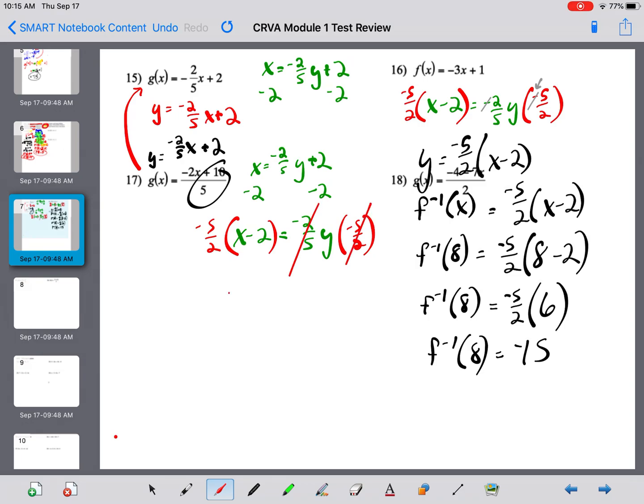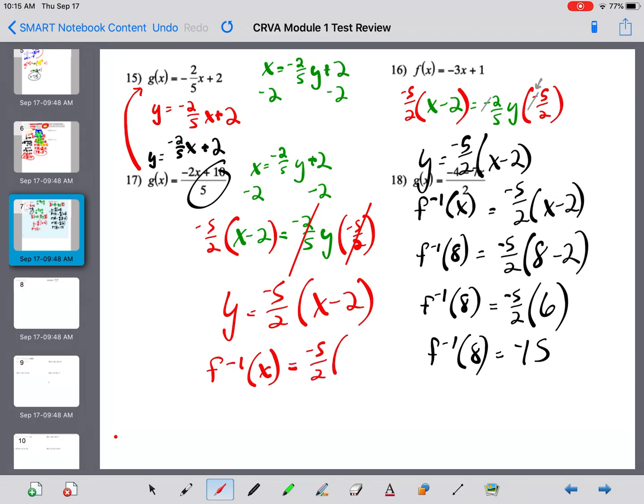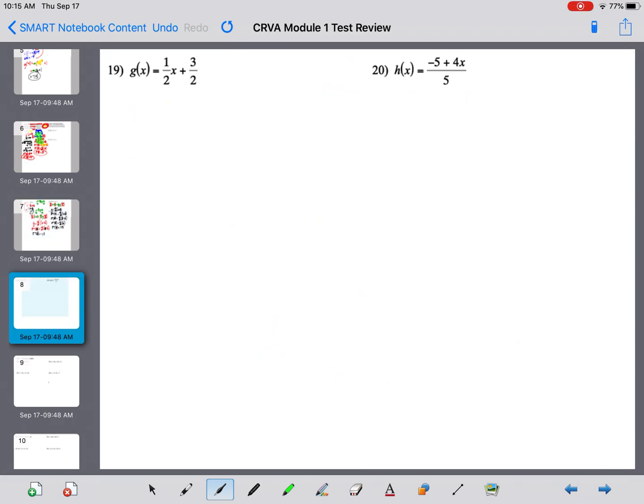It's good practice, right? And then rewrite it in function notation. And let's change the input to 8. And you'd get the same value as before, the negative 15. Well, that was silly, huh? Last one.